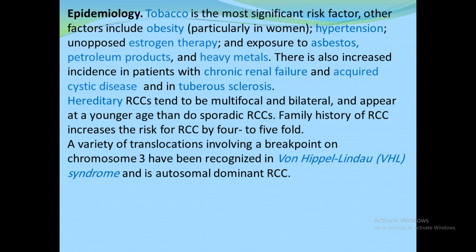هذا يصير عندهم جين، يعني أكو translocation break point on chromosome 3. إذن chromosome 3 translocation at certain point ممكن يكون associated with renal cell carcinoma.